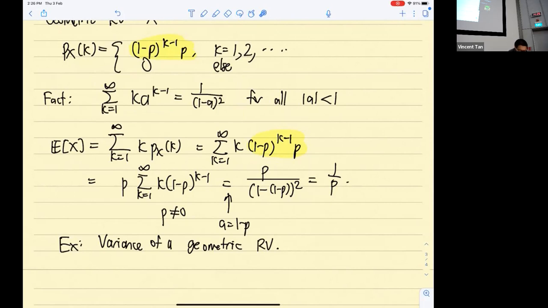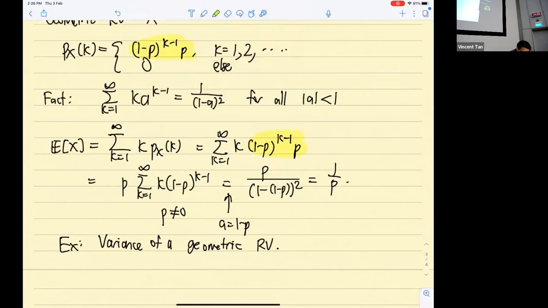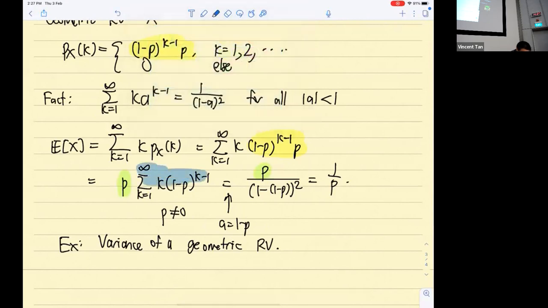As long as you know how to plug in the probability mass function here, and how to make use of this hint here, where we take a equals 1 minus p, so that you have this p retained here. This p is retained. I'm not doing anything funny to it. And this infinite sum part gives us the denominator here upon using the fact. Then we have some cancellations and we have 1 over p.